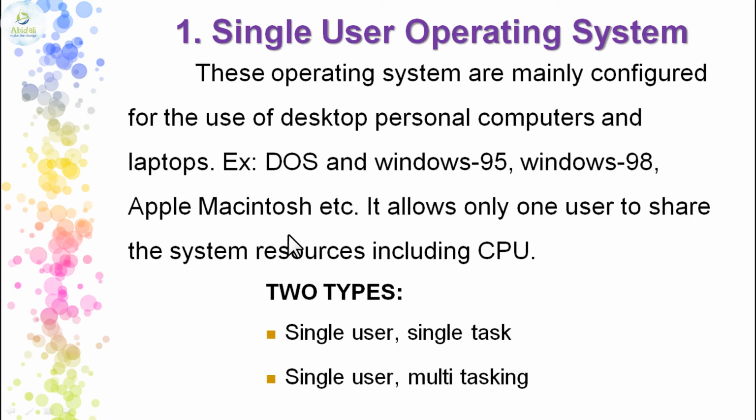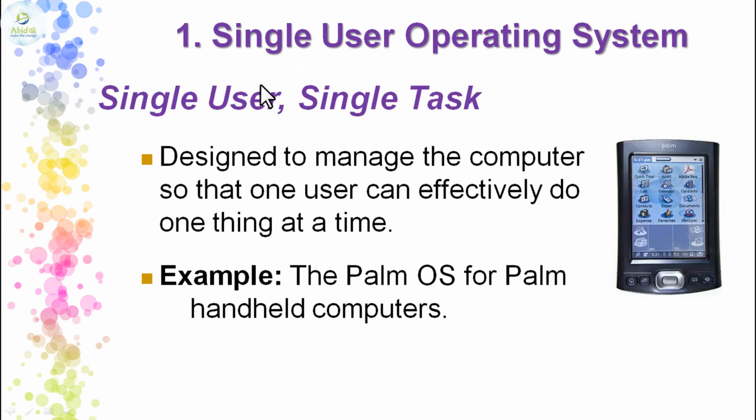But depending upon the type of job they are going to perform, a single user operating system has single user, single tasking, and single user, multitasking, which we will be seeing. The first kind under the single user operating system is single user, single task. These are basically designed to manage the computers so that one user can efficiently do one thing at a time, not multiple things at a time.